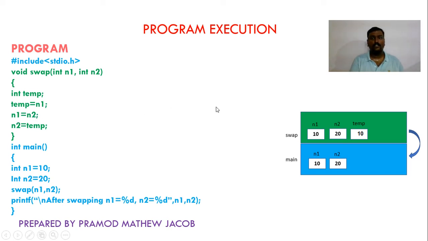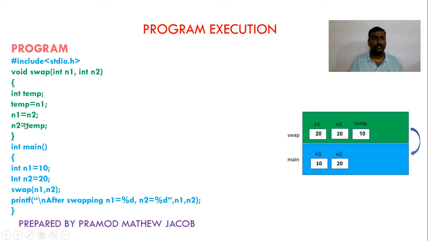That means the value in n2 is copied to n1. The value in n2 is 20, so this 20 will be copied to n1 in the next step. So now in the swap activation record, n1 is possessing the value 20, n2 is possessing the value 20, and temp is possessing the value 10.